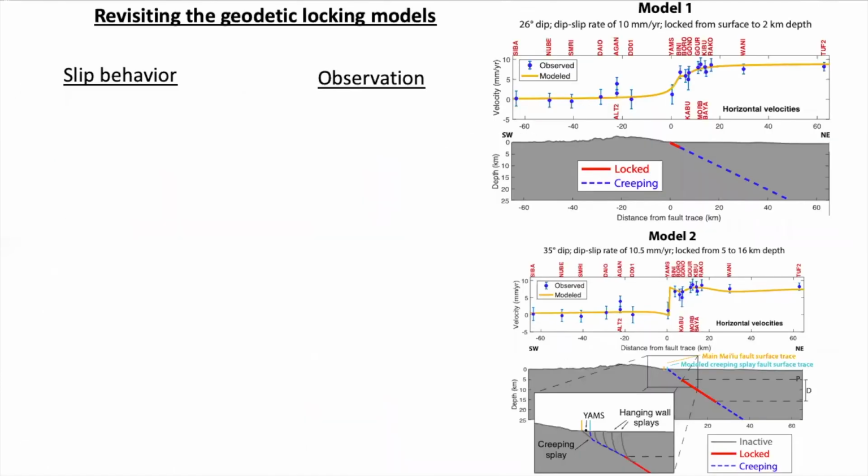So let's revisit our geodetic locking models now that we have all of these observations of different styles of slip behavior on the Mayu Fault. So remember, model 1 was shallow locking with creep at all depths below about 2 kilometers. And model 2 had shallow interseismic creep above a more strongly locked zone at depth, transitioning back to aseismic creep below that locked region.